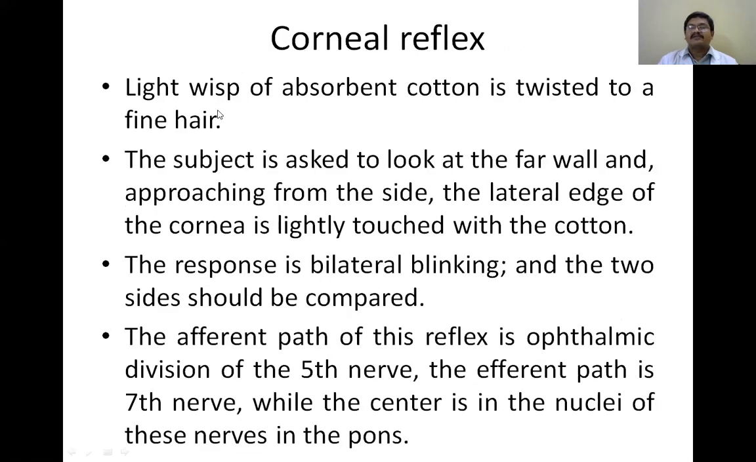For the corneal reflex, first you take a light wisp of cotton, twisted like a fine hair. The subject is asked to look at a far object, and you approach from the side and touch the lateral edge of the cornea slightly with the cotton, which causes blinking of the eyes. This produces bilateral blinking, and you should compare both sides also. The afferent pathway of this reflex is the ophthalmic division of the fifth cranial nerve. The efferent pathway is the seventh cranial nerve, from the nucleus in the pons.